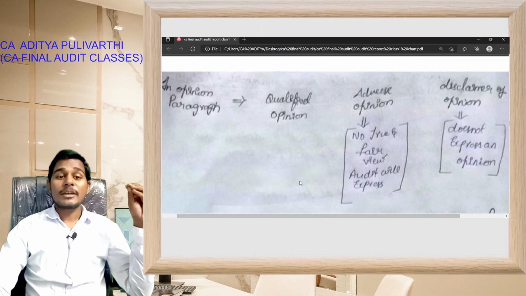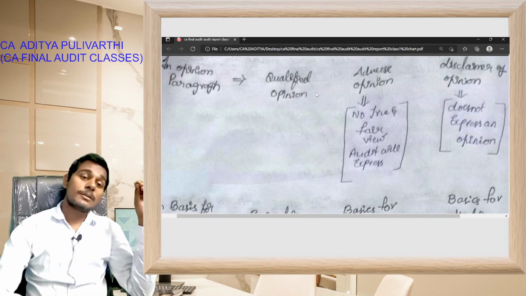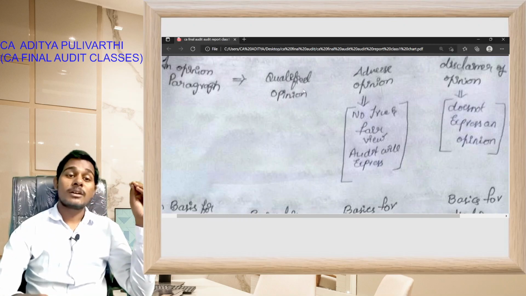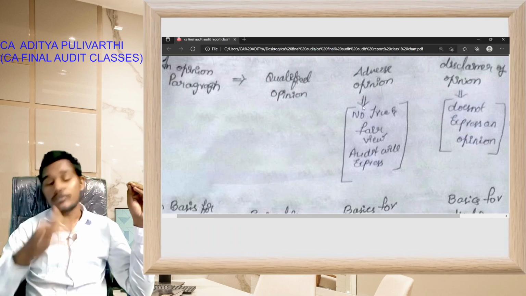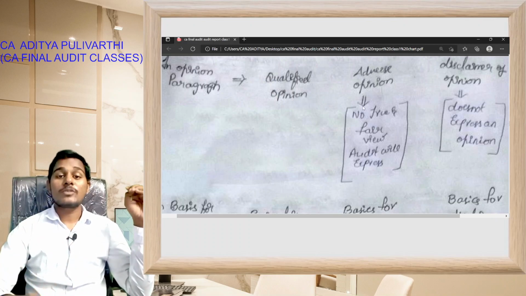See, in the opinion paragraph, the auditor will specify qualified opinion in the case of giving a qualified opinion, adverse opinion when the auditor is going to issue an adverse opinion, and disclaimer of opinion in the case he is going to give a disclaimer of opinion.